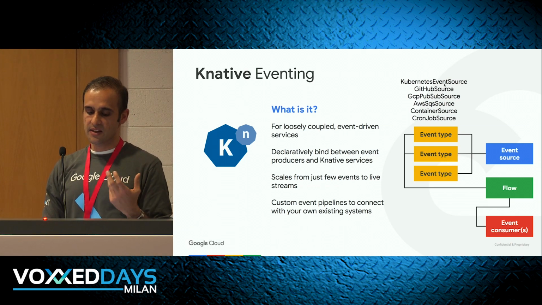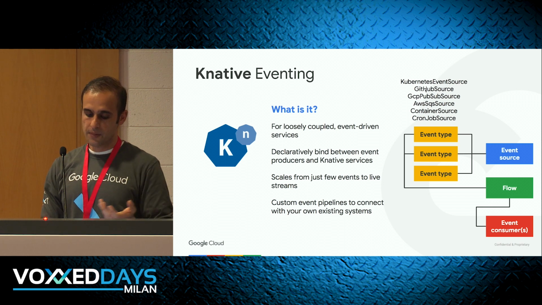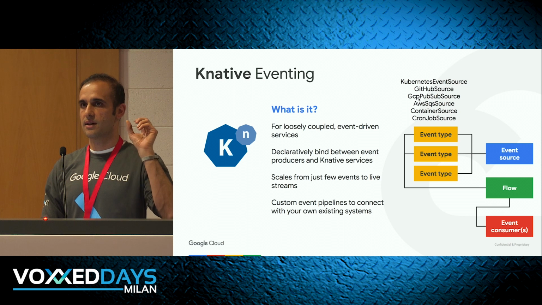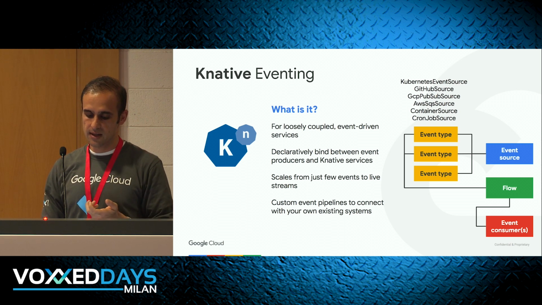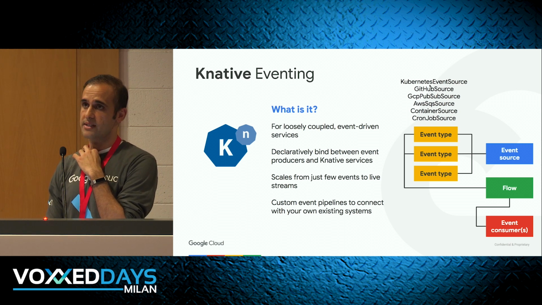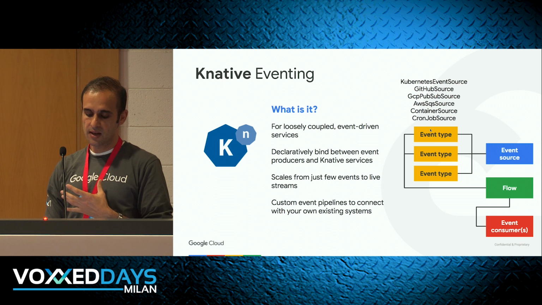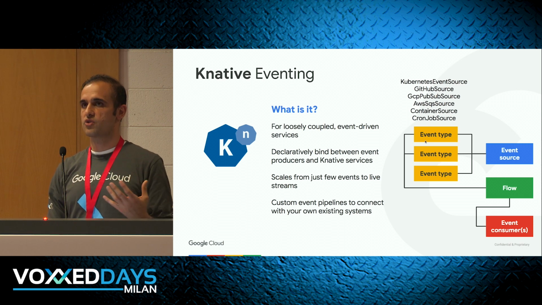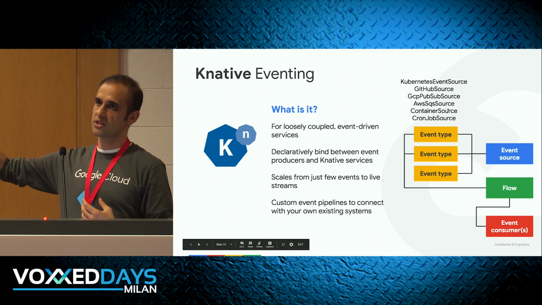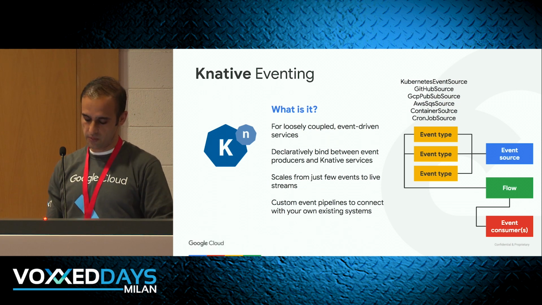For example, you can listen to events from GitHub. You can listen to events from Google Cloud Pub/Sub, a messaging service, so you can listen to messages from that. You can listen to messages from AWS. There will be more coming, but these are the ones that we have today. And then you can connect them to Knative services. Once you get the message from these sources, you can pass the messages to the event consumers.